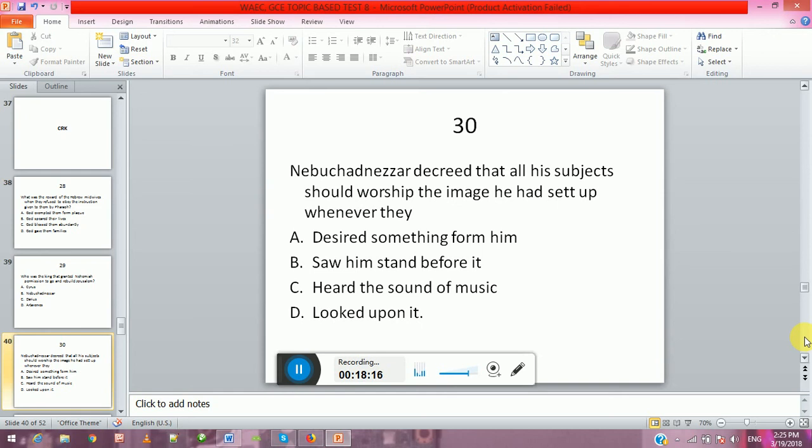Nebuchadnezzar decreed that all his subjects should worship the image he had set up whenever they A, desired something from him, B, saw him stand before it, C, heard the sound of music, D, looked upon it.